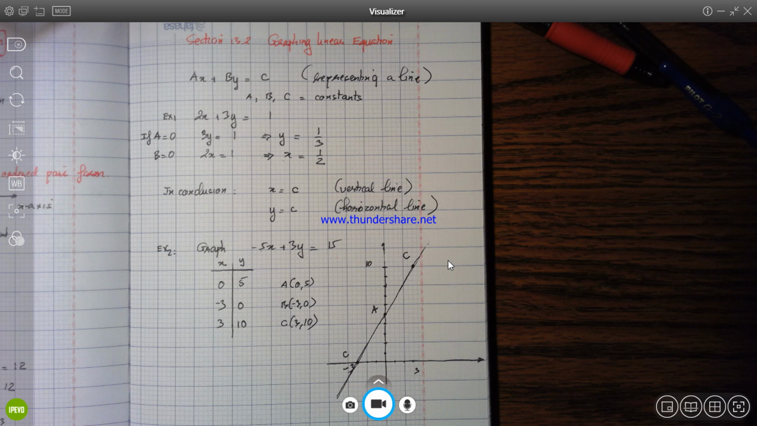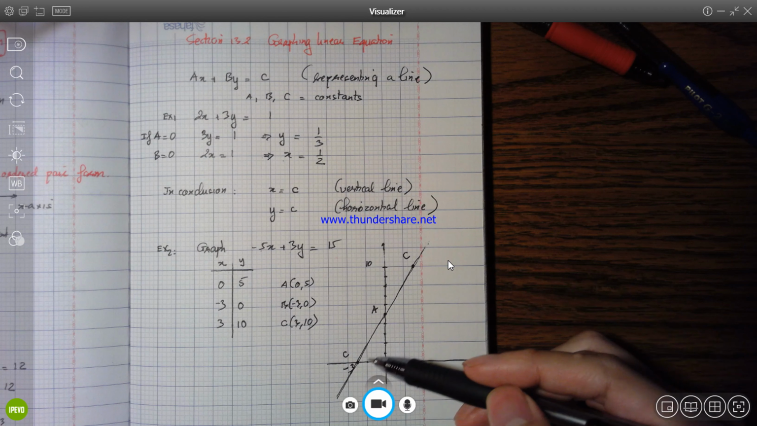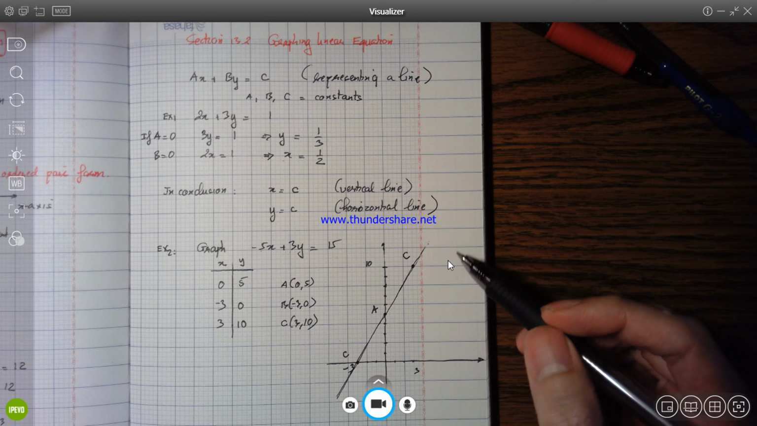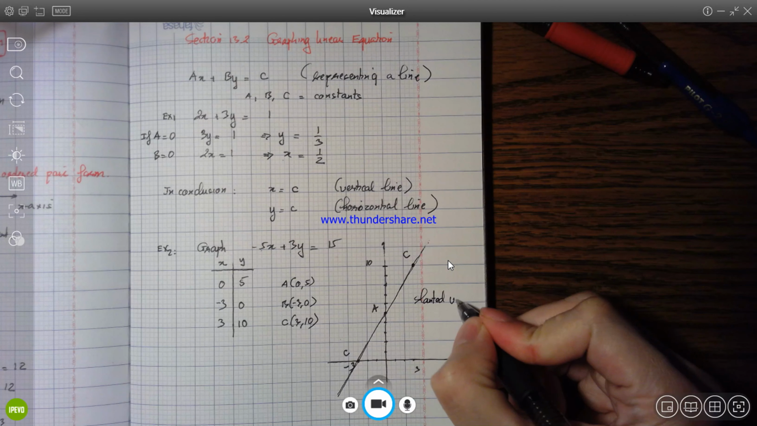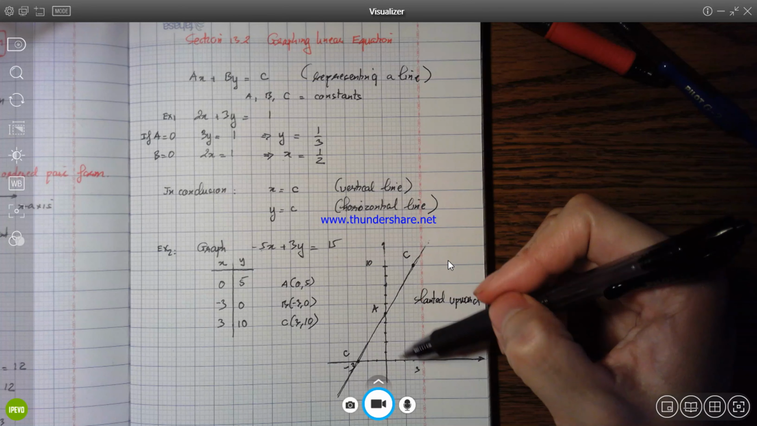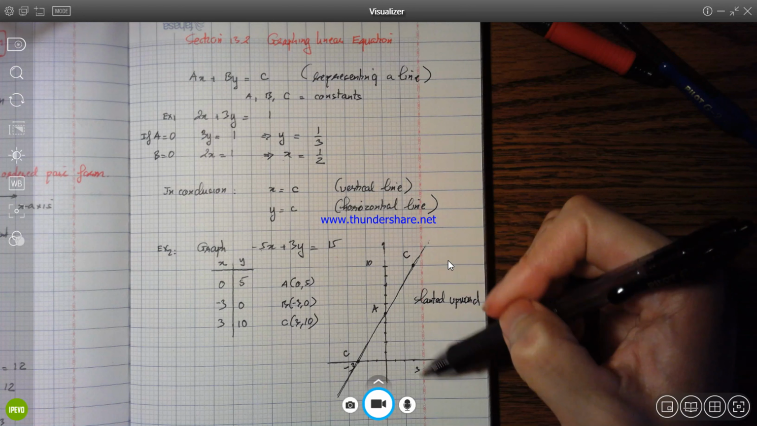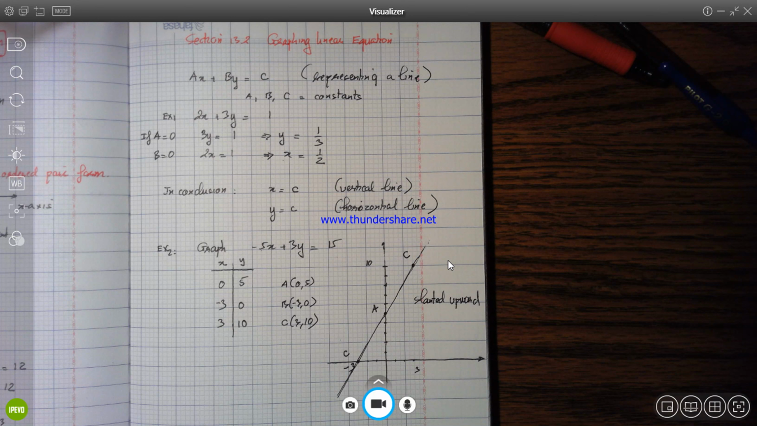I can do more examples, but I think all of them are the same. You see that this line over here is slanted upward, right? Some equations are slanted downward. It's going to go this way.